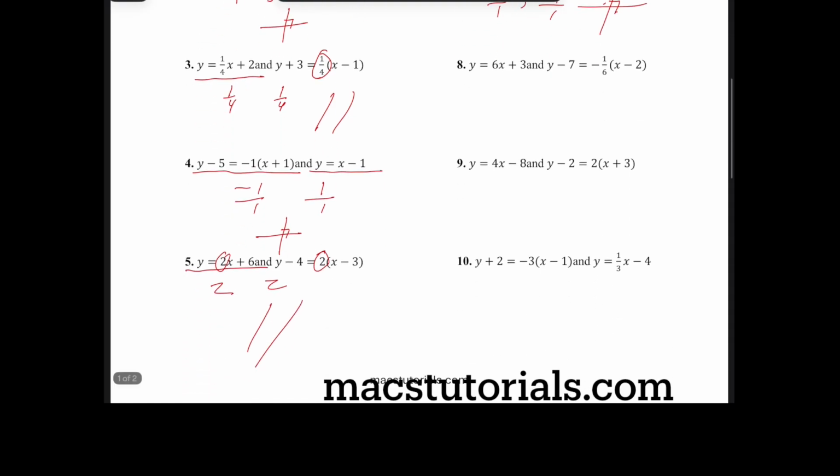Number 8, we have y equals mx plus b, and our slope is 6. Right here, we have the point slope, and our slope is -1 over 6. Well, 6 is like 6 over 1. If I flip 6 over 1, I get 1/6. We change our sign. These are indeed perpendicular lines. Number 9, y equals mx plus b. Our slope is 4, or 4 over 1.